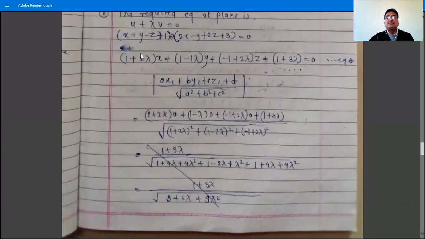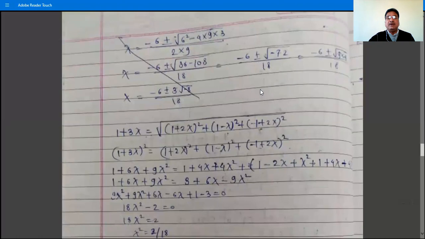So the coefficient of x is 1 plus 2 lambda, y is 1 minus lambda, coefficient of z is minus 1 plus 2 lambda, z plus 1 plus 3 lambda is equal to 0. And now what is given? The distance of origin from this plane is equal to 1. So what do we have?